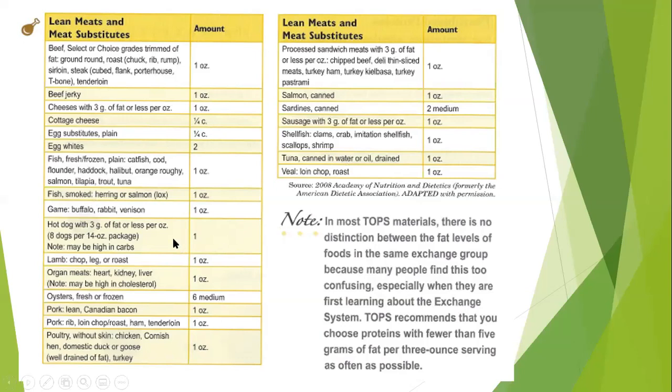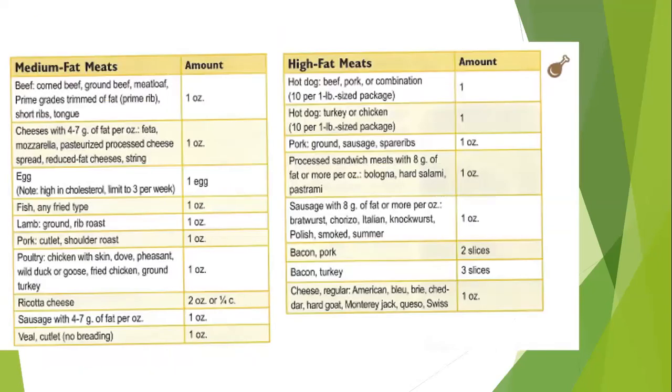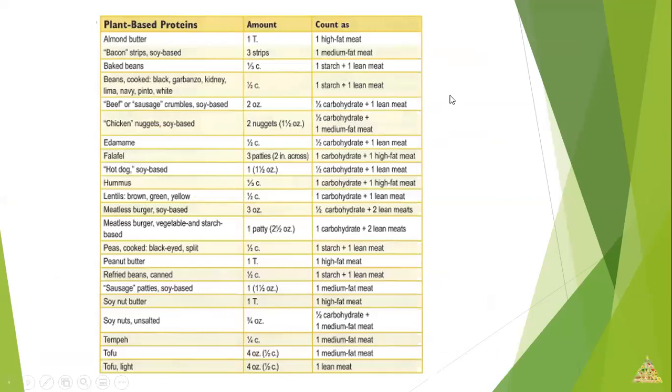If you do not eat meat, animal protein, you can choose one of these plant-based proteins. So, baked beans, a meatless burger or a veggie burger.